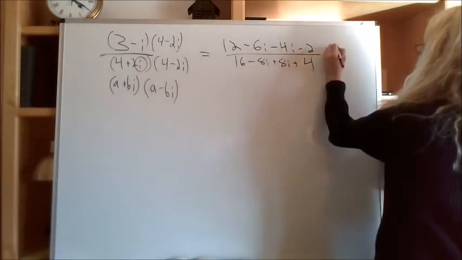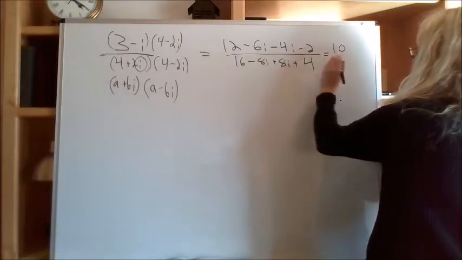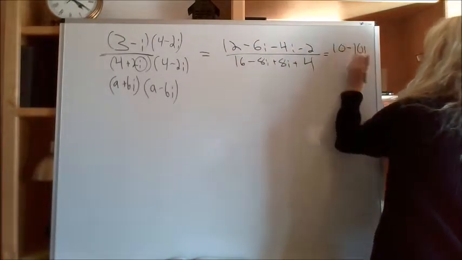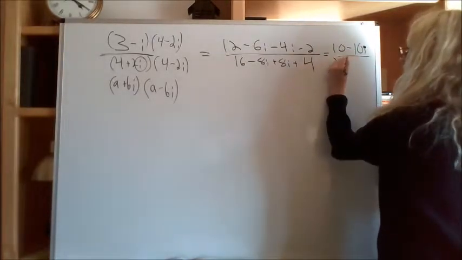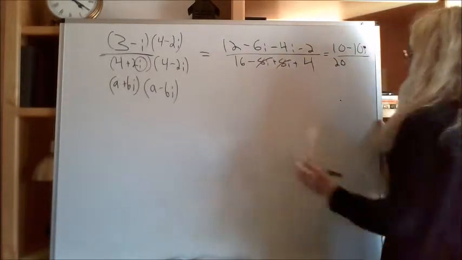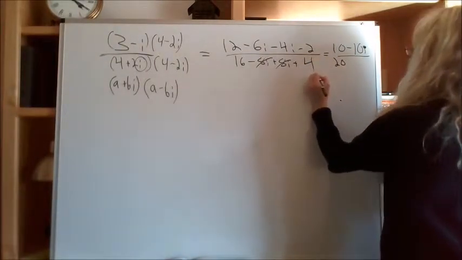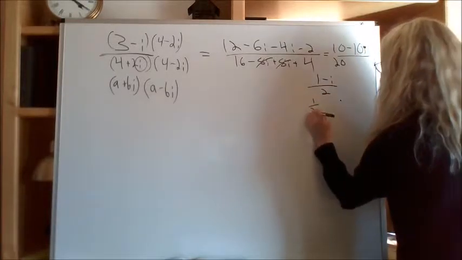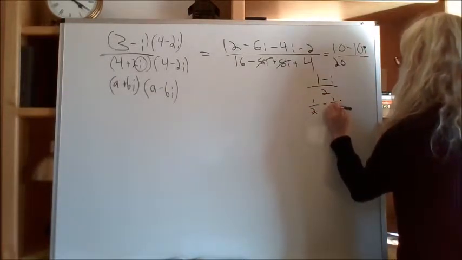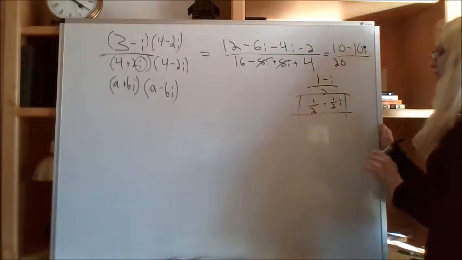So 12 minus 2 is 10. -6i minus 4i is -10i divided by 20, and then these cancel out. So if we simplify this even further, we have (1 minus i) divided by 2, or 1/2 minus 1/2 times i. And that is our resulting complex number.